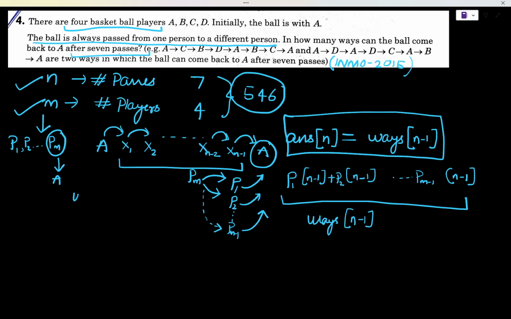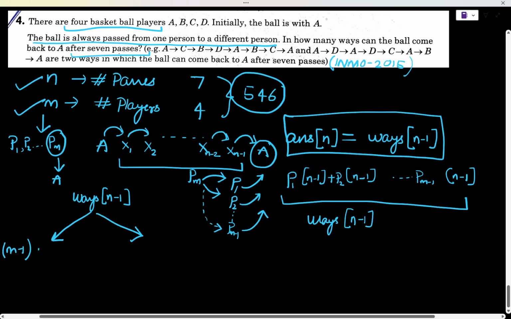So, for ways of n-1, the total number of ways they can receive the ball after n-1 passes, one component is they receive the ball from A at x of n-2. If they receive the ball from A at x of n-2, it will be m-1 times. Each player can receive the ball how many times? The number of times A would have received the ball after n-2 passes. Basically, that would be m-1 multiplied with answer of n-2.